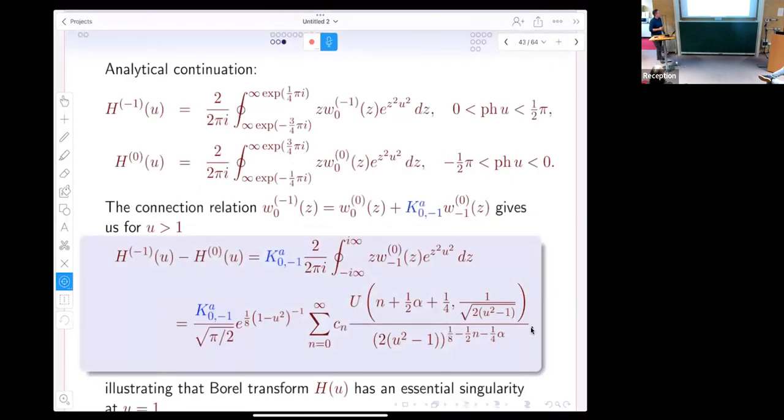What about singularities in the Borel plane? That's one thing I haven't encountered yet. So this is very technical, what you see here. That there are two directions that I can integrate.